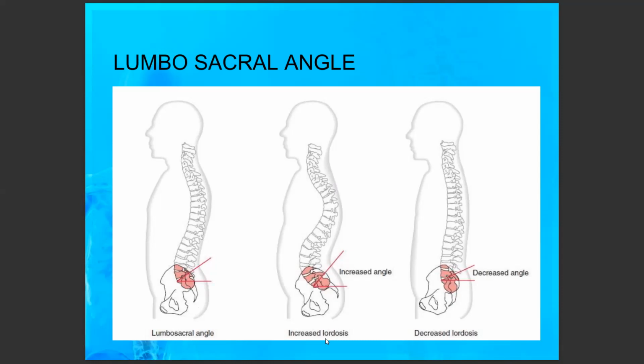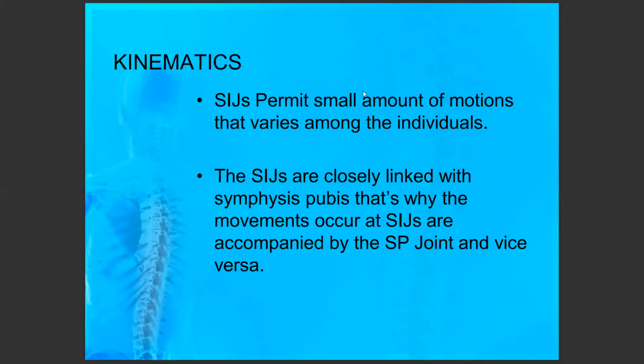This is the increase. When there is an increase in the lordosis, there will be an increase in this angle. When there is a decrease in the lordosis, there will be a decrease in this angle. Similarly, if there is anterior pelvic tilt, it will lead to an increase in this angle. And if there is a decrease in the pelvic tilt, that is posterior pelvic tilt, there will be a decrease in the angle, while anterior pelvic tilt will lead to an increase in the lumbosacral angle.